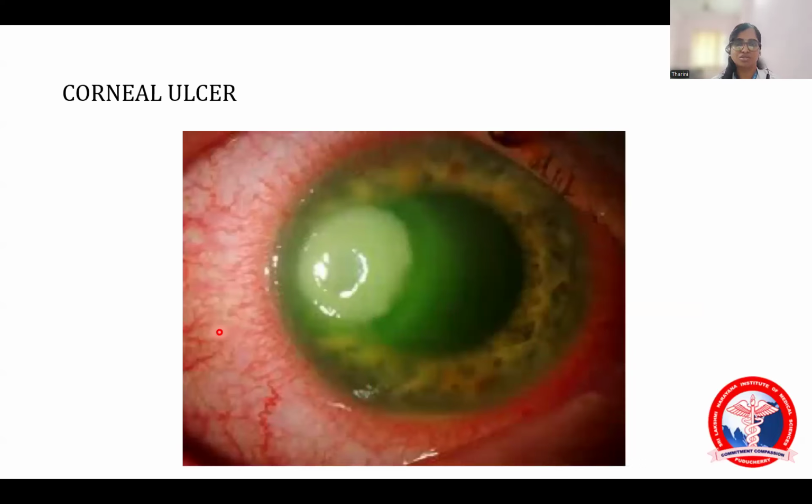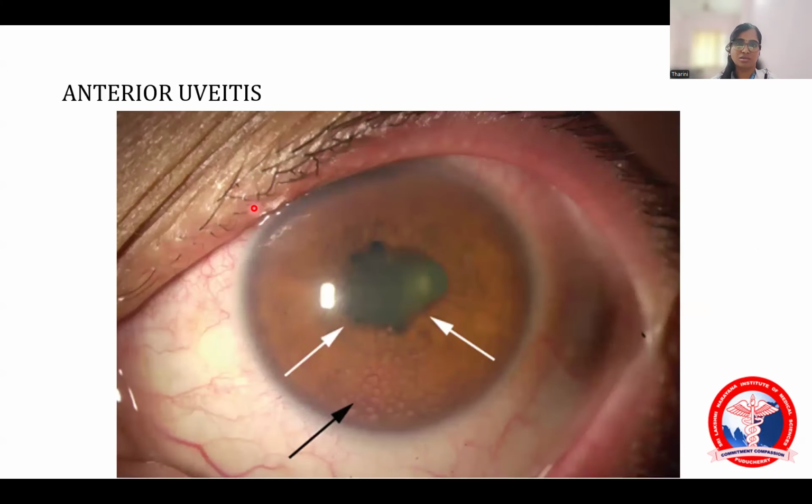And this is a picture showing corneal ulcer. See, there is a defect with infiltrate in the cornea. This also causes red eye. And this is a picture showing anterior uveitis. If you see, there are keratic precipitates in the endothelium with posterior synechiae.